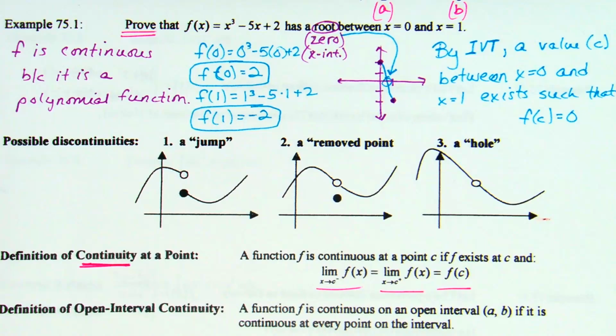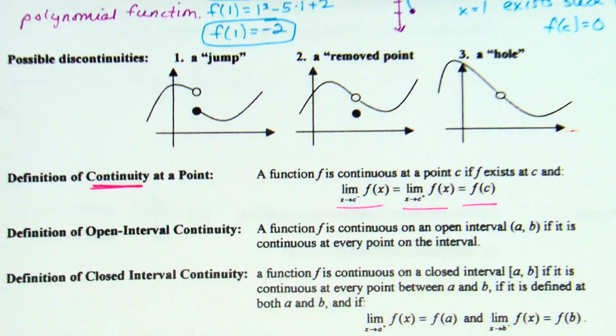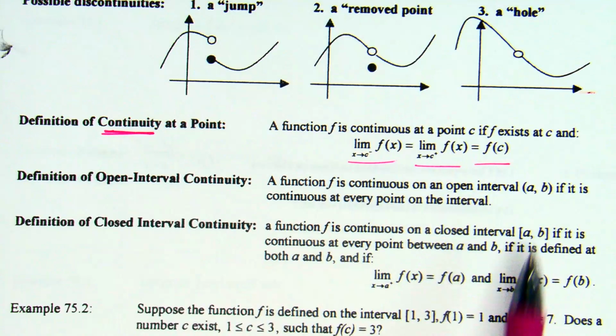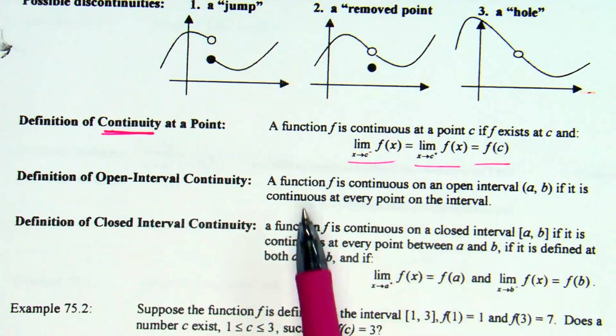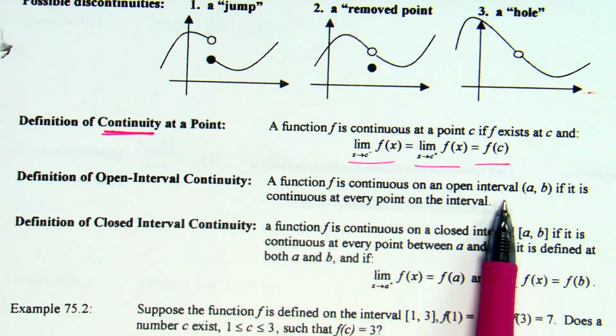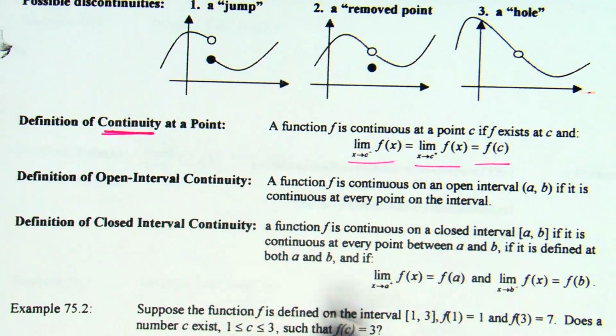So 1, 2, 3. Definition of open interval continuity. A function f is continuous on an open interval a and b if it is continuous at every point on the interval. What do we mean by open interval? It just means the endpoints are not included. So this is your parentheses, where it's a to b but does not include a and b. So continuous on the interval if it's continuous at every point on the interval.